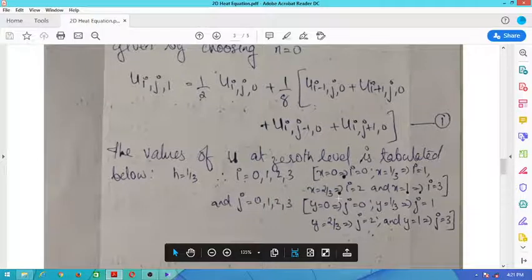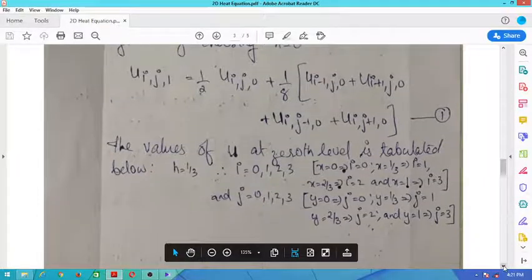Similarly, y also lies between 0 and 1, y also having the increment 1 by 3. Hence, the mesh points corresponding to y are y equal to 0, y equal to 1 by 3, y equal to 2 by 3 and y equal to 1. The corresponding j values are 0, 1, 2 and 3.